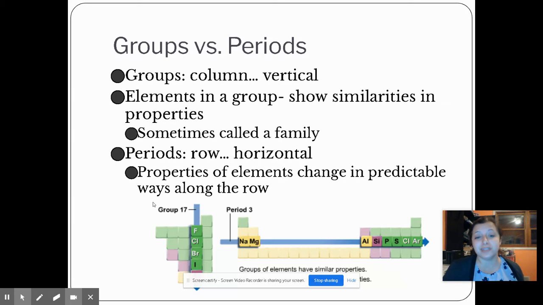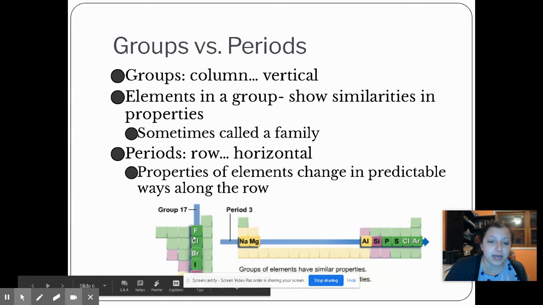Those are called the halogens. The halogens are the ones that make salts. So you can see Cl, that's chlorine. So sodium chloride, that's a salt. Sodium fluoride, that's a salt. Sodium iodide, that would be a salt, and so on. So these guys all have pretty much similar properties. That's why they are all in that group.